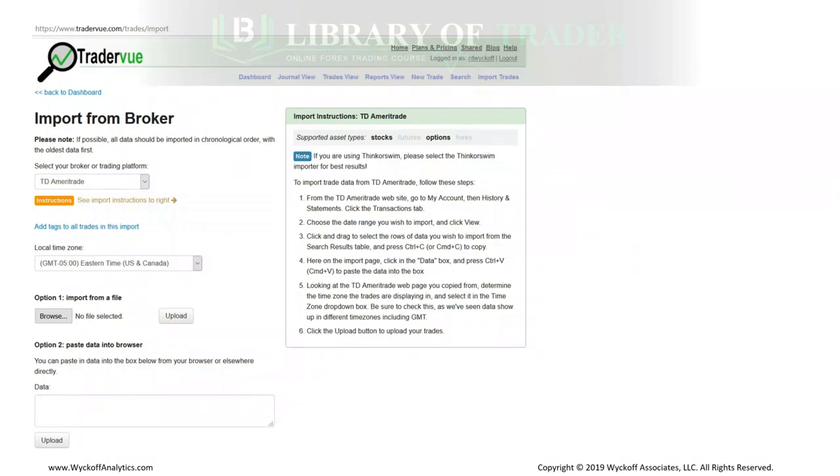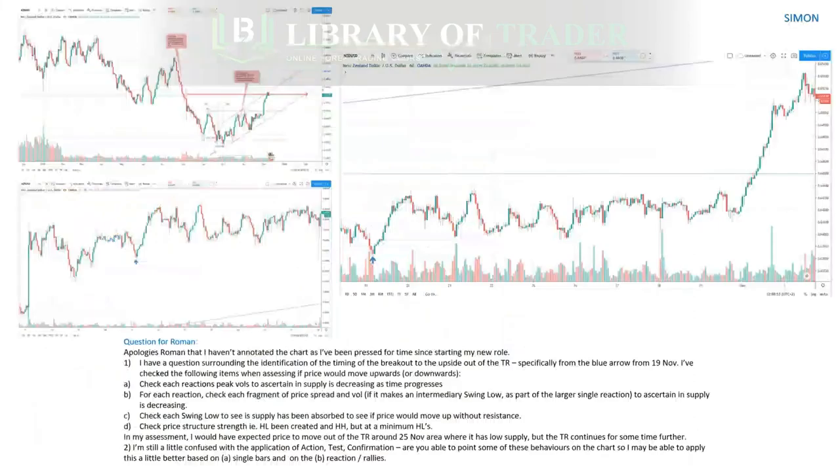I think that at some point on our website, we're going to have something similar to this, but it's going to be extremely Wyckoffian oriented type of process.